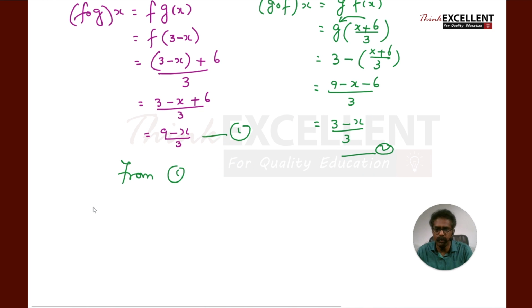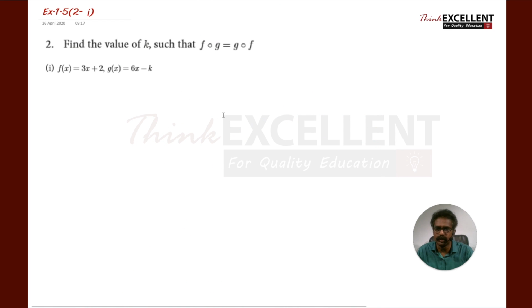What conclusion from 1 and 2? F composition G is not equal to G composition F. Now we go for another question. Look at this question. Find the value of k.